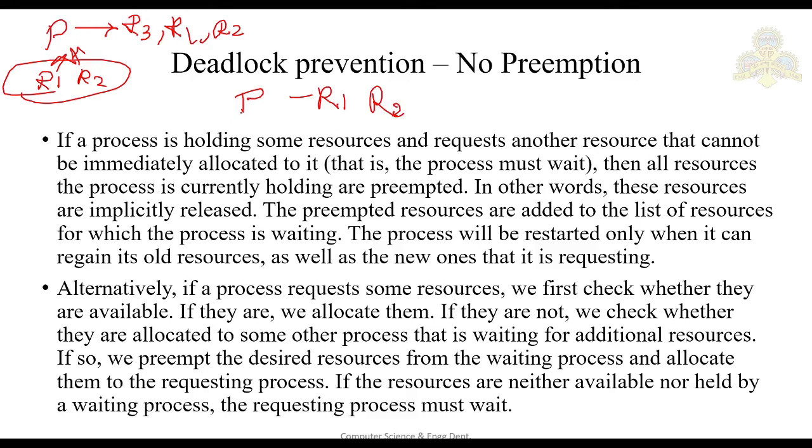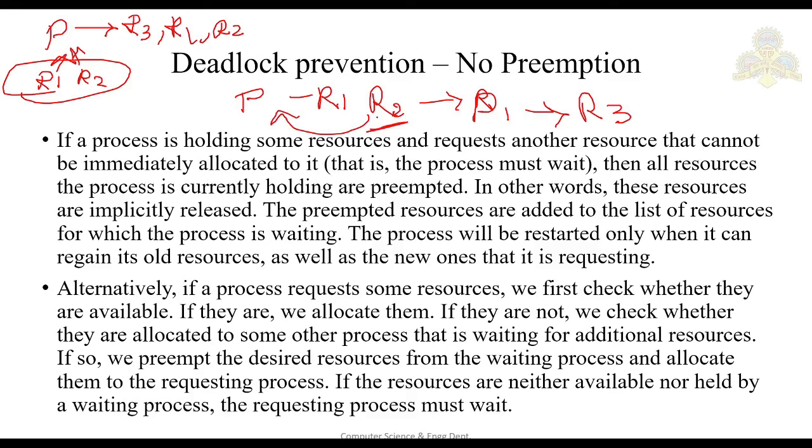Okay, so suppose these are not available. Say R2 is currently being used by P1. If these resources are not available, then we have to check whether they are allocated to other processes, and whether that process is waiting for any other resource apart from this resource. If this condition occurs, then we have to preempt the desired resources from the waiting process and allocate them to the requesting process. In this case, we can preempt resource R2 and allocate it to the process P.